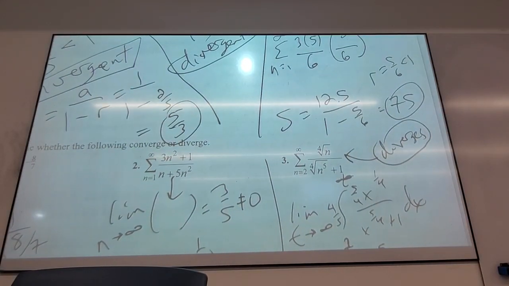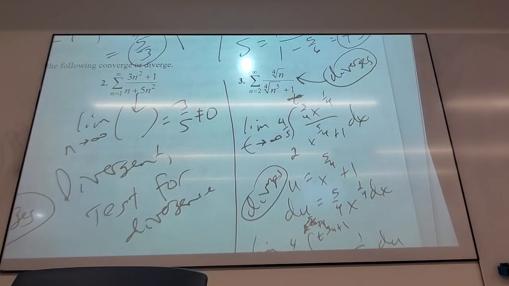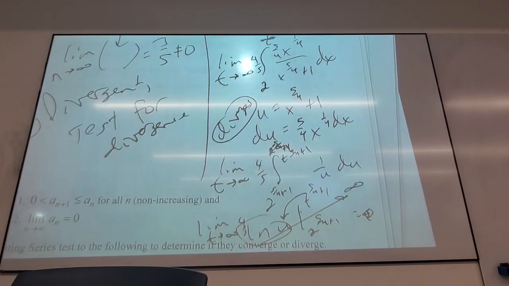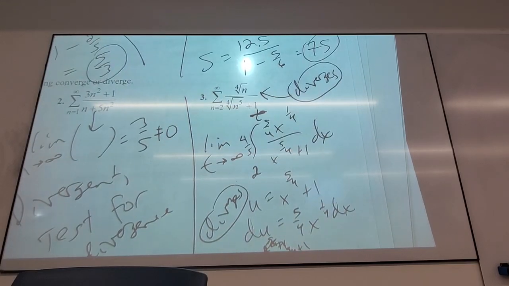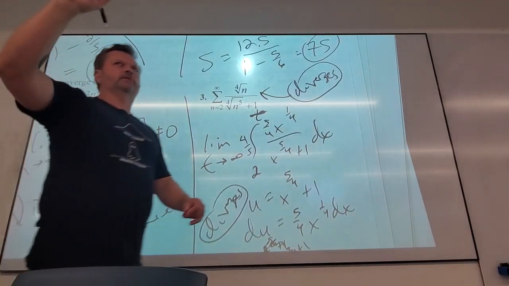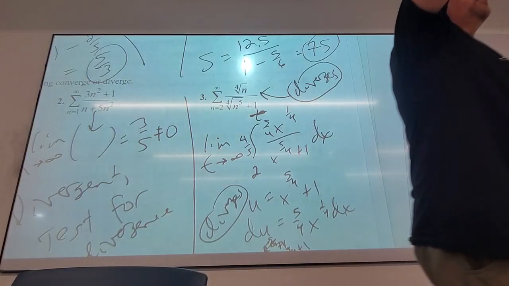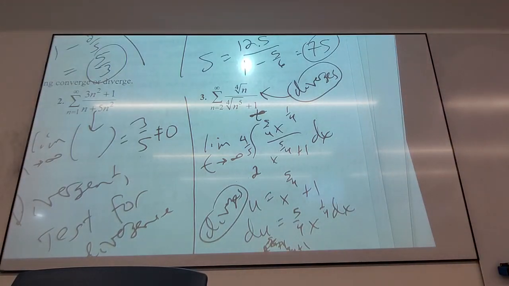For the one we just did, how would you decide what tests to use? That's going to become huge, because at the moment we only have geometric, p-series, test for divergence, and integral test. Number 3 was not geometric. It was not p-series. The test for divergence fails, so the only thing I have left is the integral test, right? Do you see what I mean?